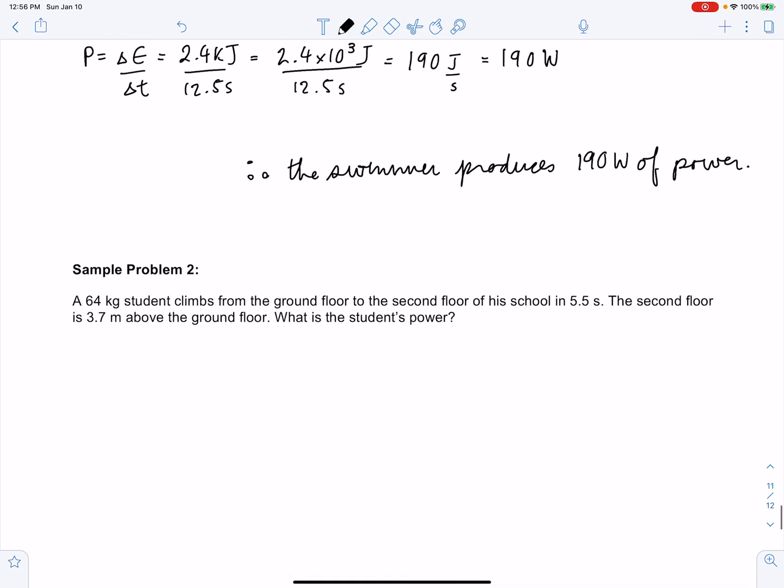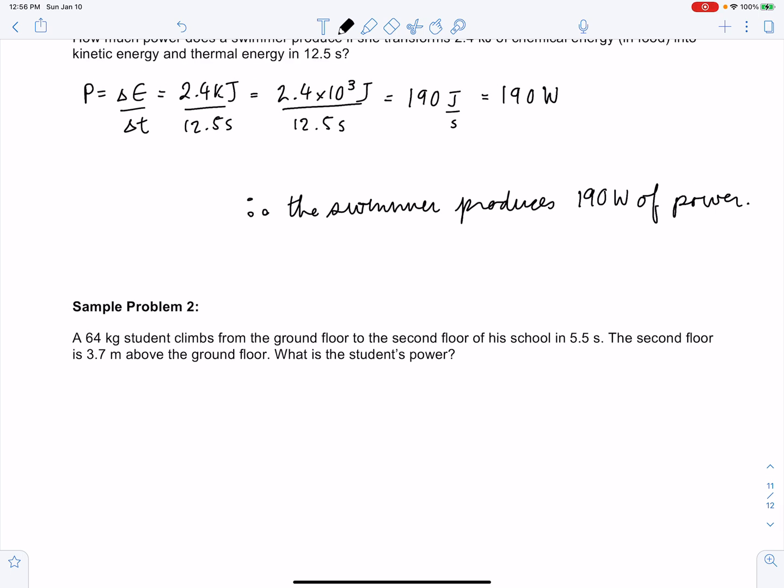Let's try sample problem number 2. A 64 kilogram student climbs from the ground floor to the second floor of the school in 5.5 seconds. The second floor is 3.7 meters above the ground. What is the student's power? So power is equal to the change in energy divided by time. And in climbing to the second floor, the student has gained gravitational potential energy in that amount of time.